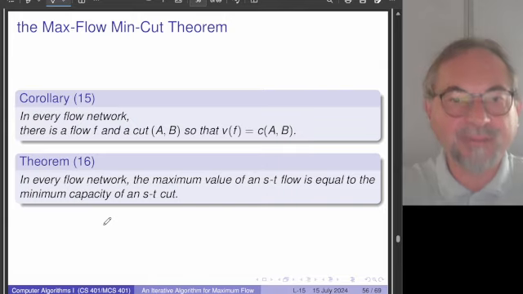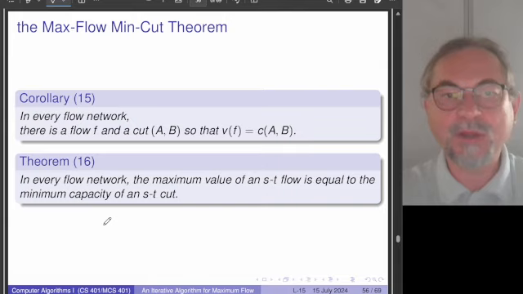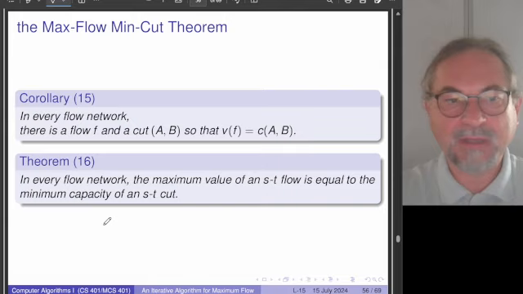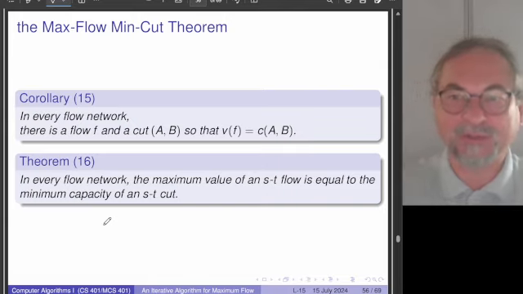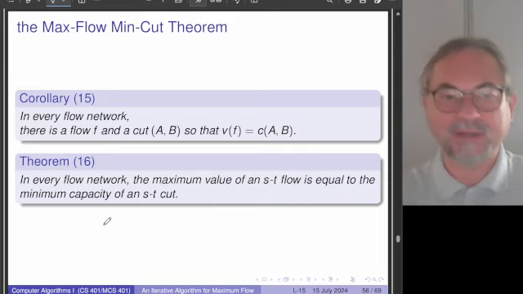So here are the important results. We have that the value of the flow computed by the Ford-Fulkerson algorithm equals the value of the minimum cut. And therefore, the maximum value of a flow from source to sink is equal to the minimum capacity of a cut that separates the source from the sink.